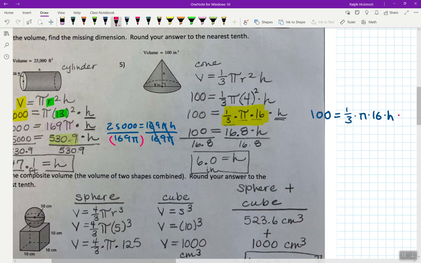That's my recommendation. I always find that that is the better way to get rid of 1/3. And if you do that, you'll just get a little larger number on the side. 300 equals 16 pi h. Then you can go ahead and work through solving for h by multiplying 16 pi and dividing it out. Either way, you're going to end up getting a height of 6 inches on this.